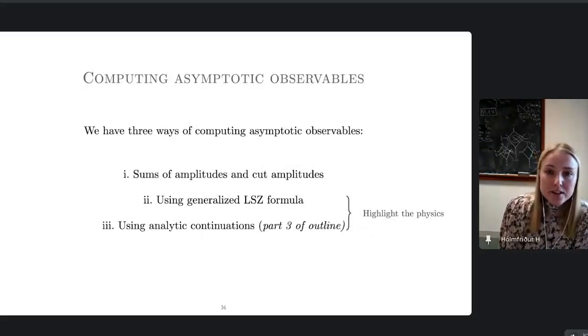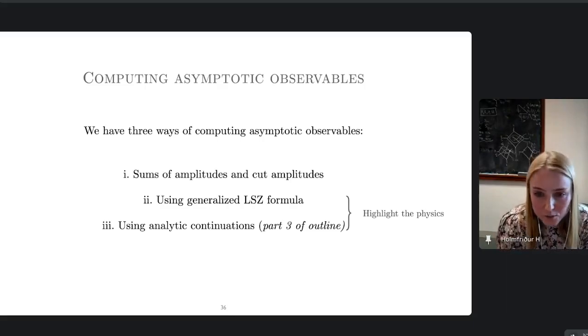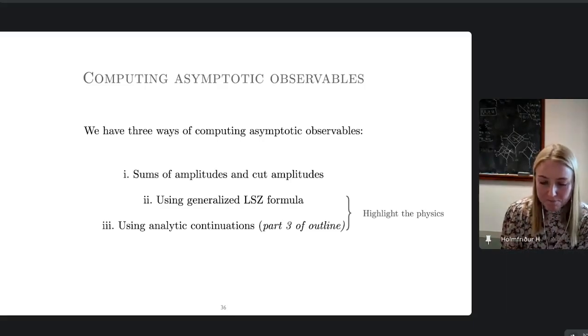And how do we compute these asymptotic observables? We actually have three ways of computing them. We can compute them as sums of amplitudes and cut amplitudes. We can use a generalized LSZ formula, or we can use analytic continuations. And this is supposed to be part 4 of the outline.